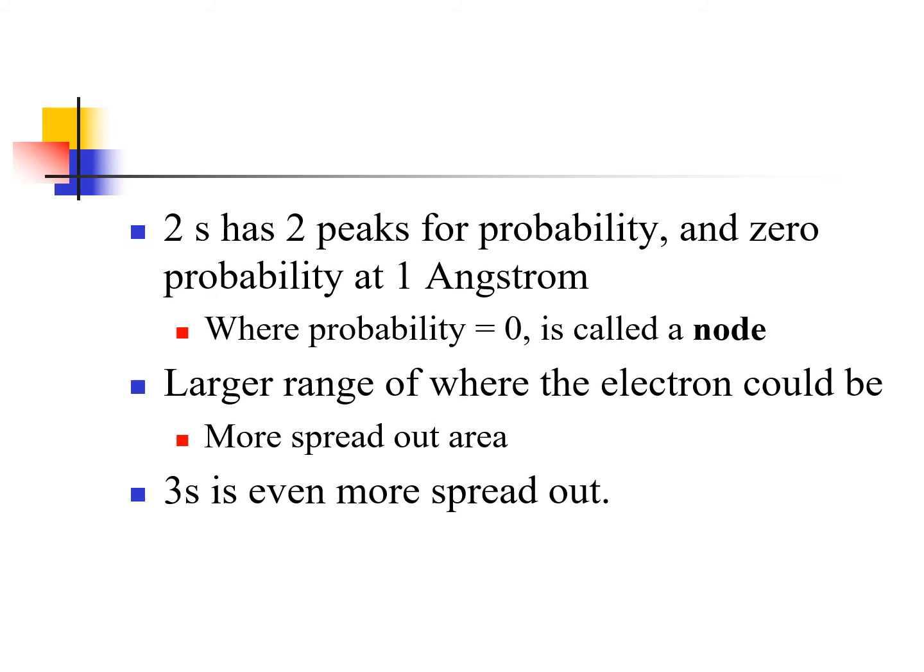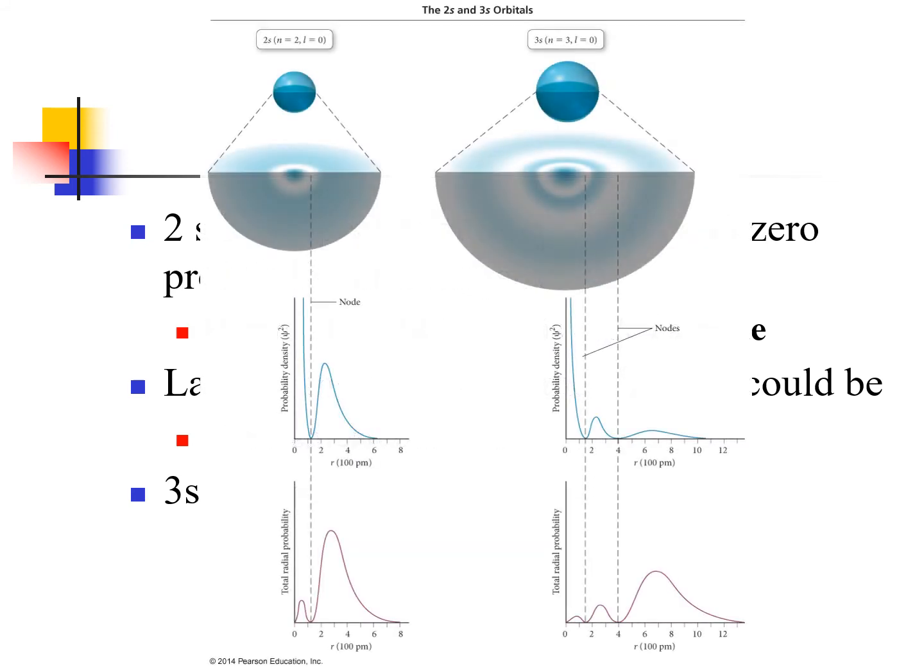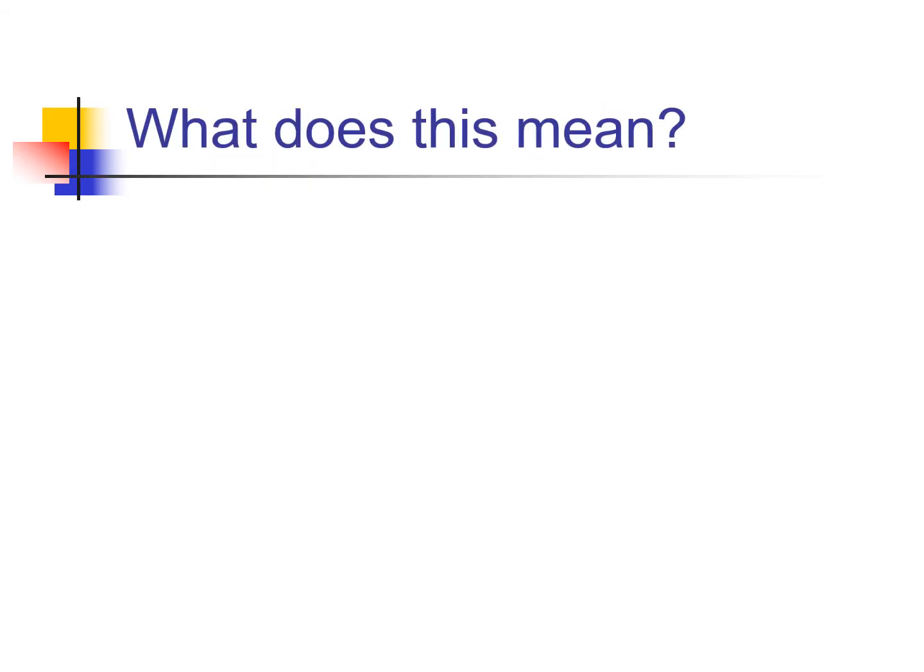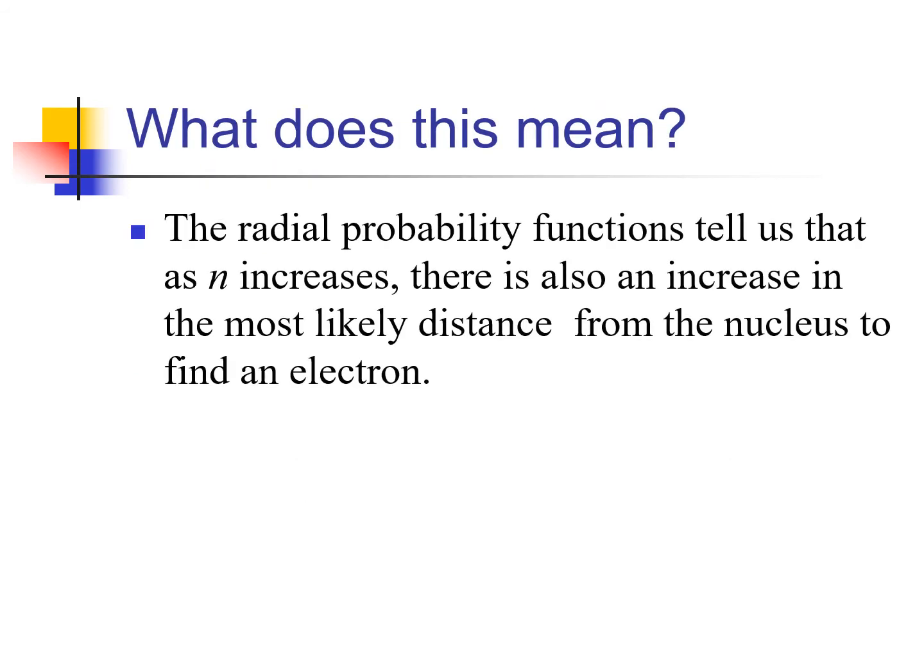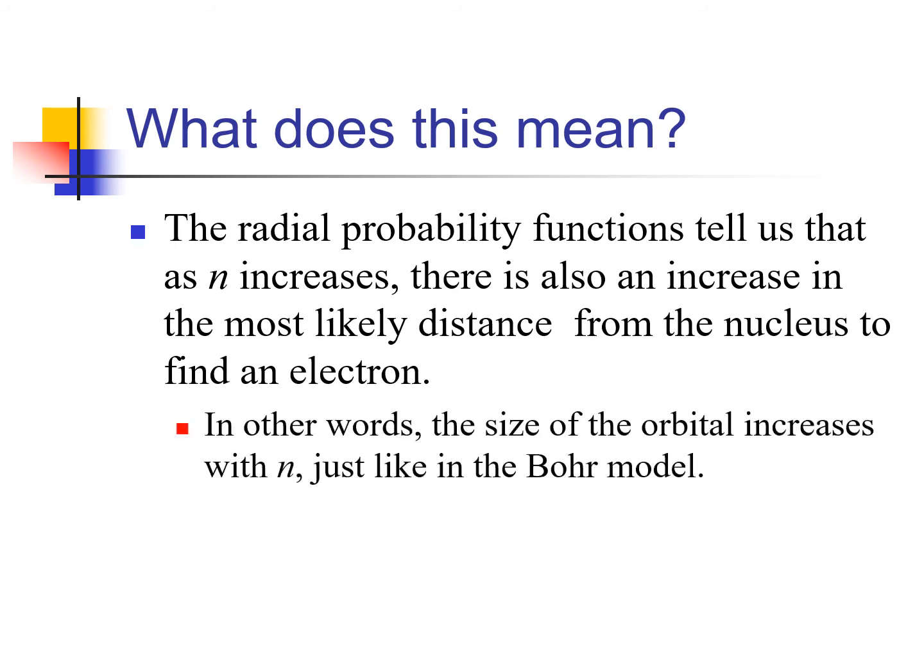Now, what's interesting about this is that technically it's not a real sphere. There are little gaps in there, kind of like a donut. And so there are regions of space where the electrons have 0 probability, and those are the nodes. You don't need to worry about that. That is well beyond our current scope, but it's interesting, so I thought I would mention it. And again, that's what we see there. What does this all mean? That means as n goes up, there's also an increase in the most likely distance from the nucleus to find an electron, which means size goes up as n goes up. That's the takeaway. That's what you need.